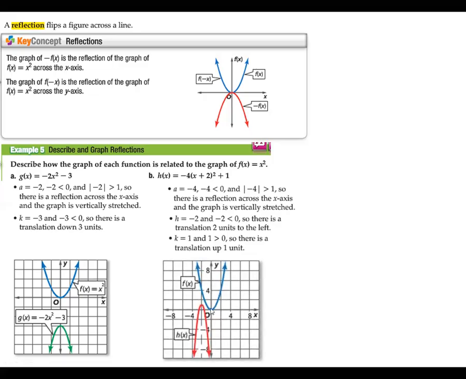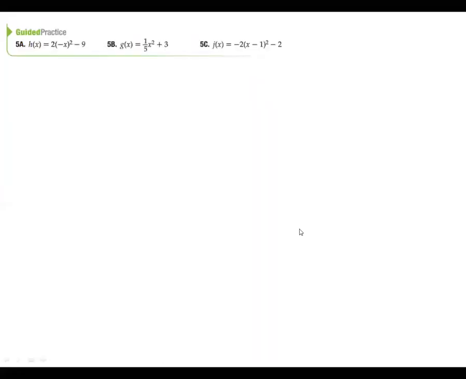Here's the original graph. It shifted 2 units to the left, flipped over, stretched vertically, flipped over, and then shifted up 1 unit. Okay? All right, here's a couple for you to try. Go ahead and pause the video.